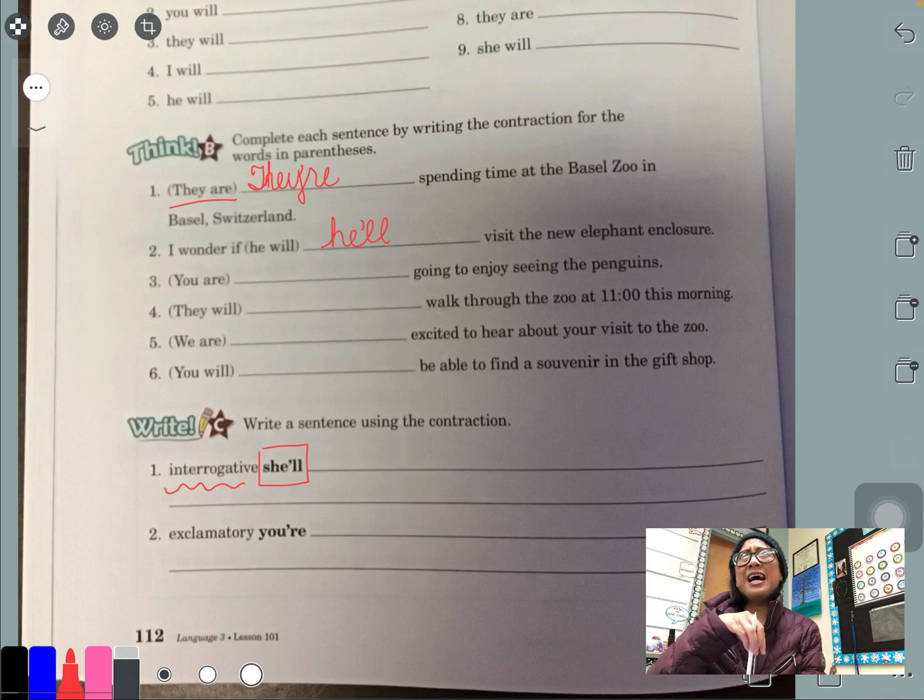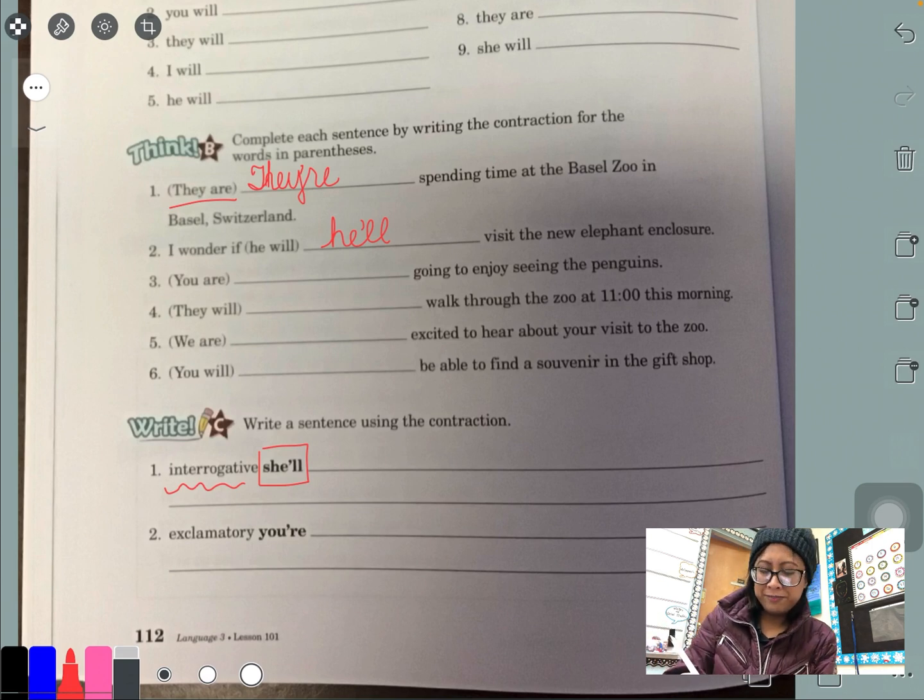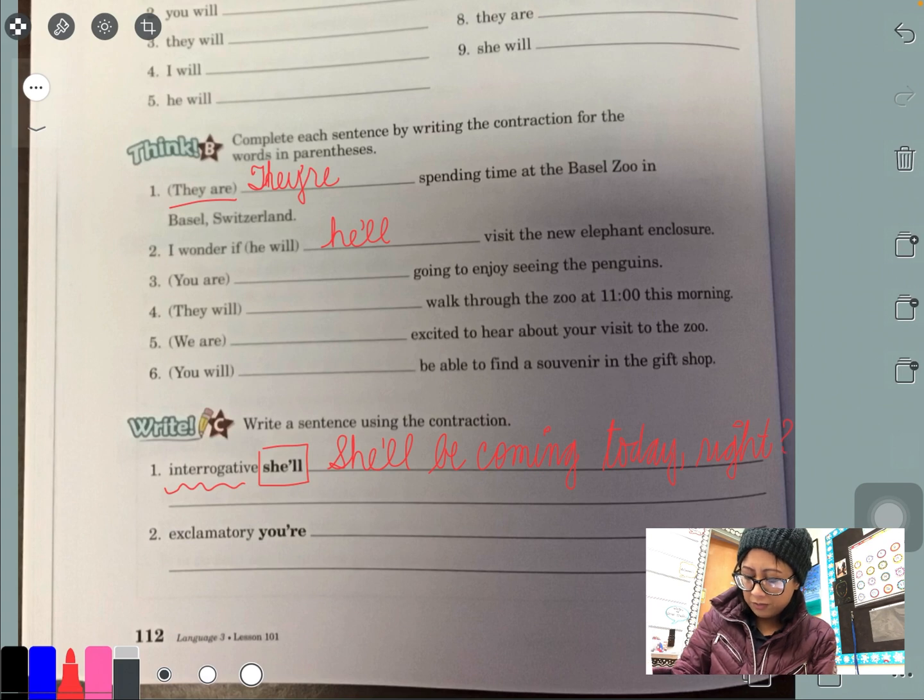Excuse me, I guess I can ask, like, she'll be coming today, right? I guess, because it stands for she will be coming today, right? You can copy this if you want, because I know this one's a little challenging. And it has to be, like I said, an interrogative sentence. She'll be coming today, right? I hope you can see that.